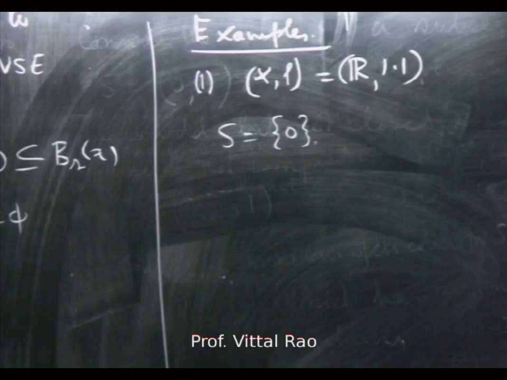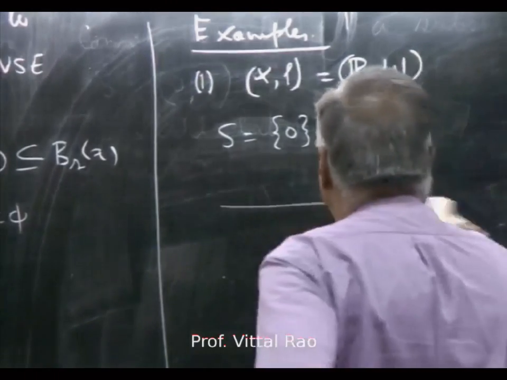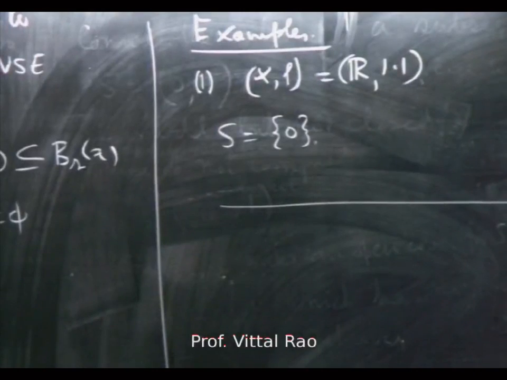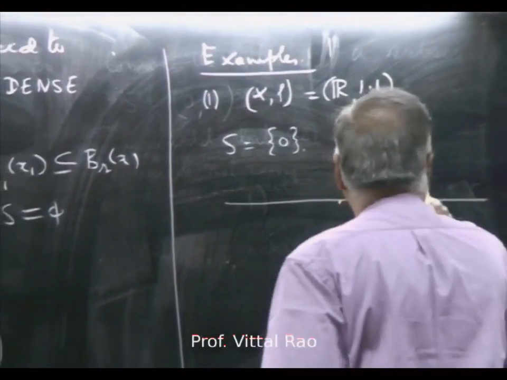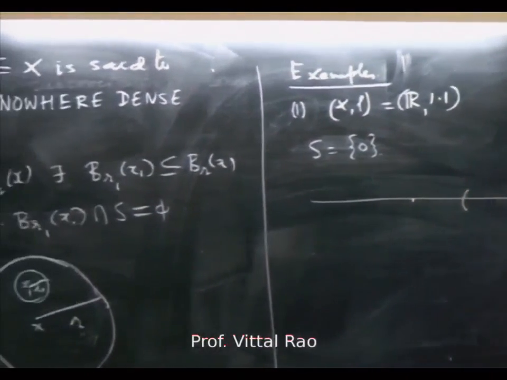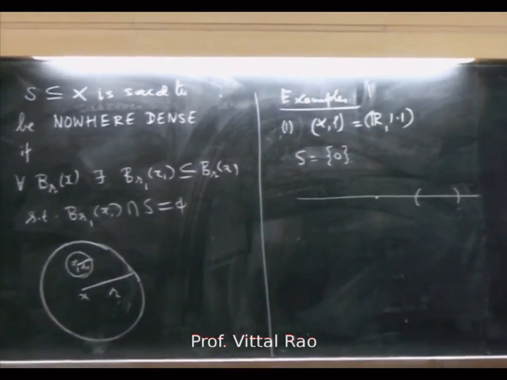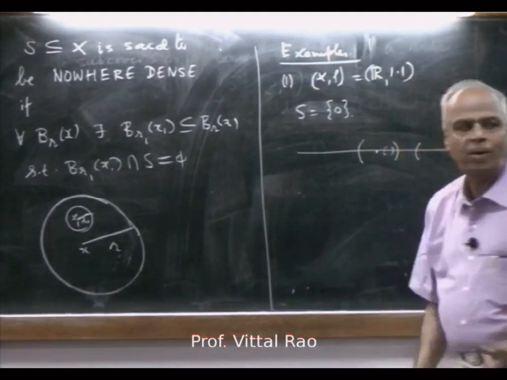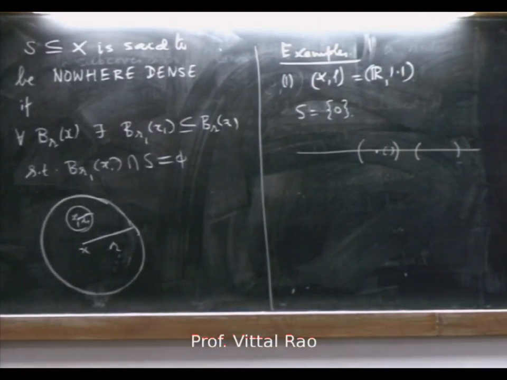So you take any interval. Whatever ball you take, what is a ball in the real line? An open interval. So whatever open interval you take, if 0 is not there, you have already avoided it. If 0 is there, you can avoid it in a smaller portion. No problem at all. Wherever you go, you can avoid it. So it's not necessarily 0, it can be any a.